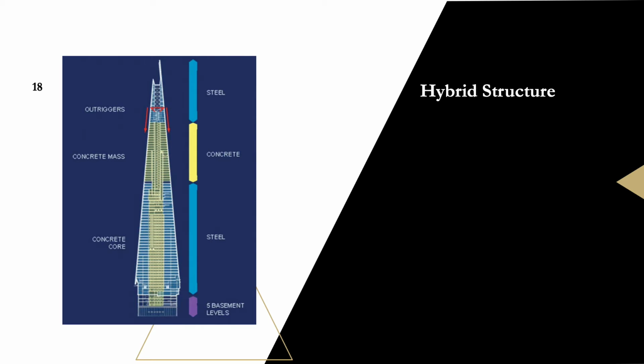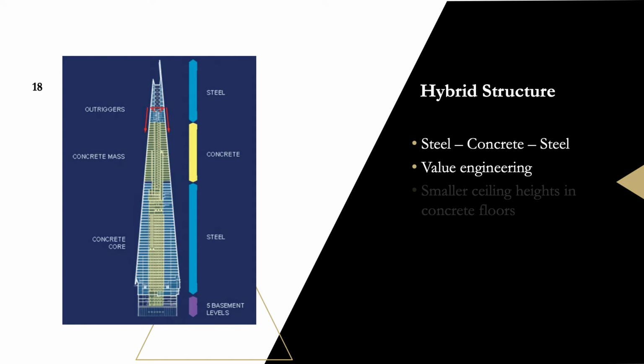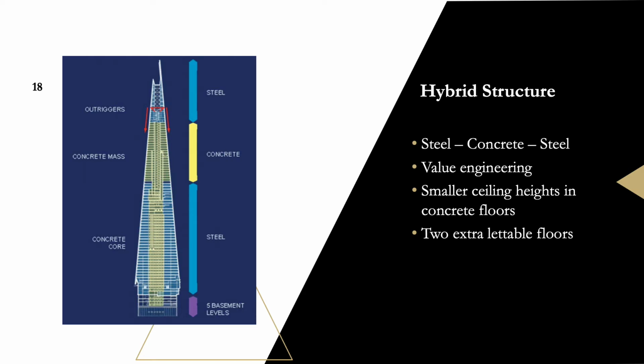A signature feature of the Shard is its invisible hybrid structure. The lower office floors were made from steel, concrete to level 69, returning to steel again for the 23-storey spire. This was a value engineering approach by WSP, allowing smaller ceiling heights in the concrete hotel and apartment section where services could be run in corridors. It improved commercial outcomes for the client by creating two extra rentable floors.